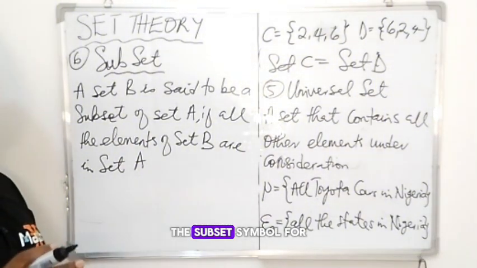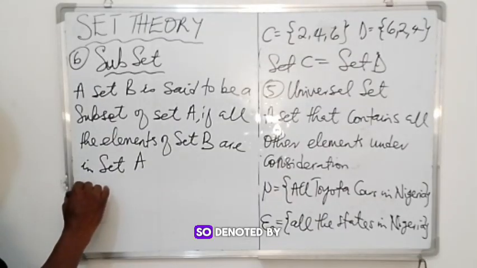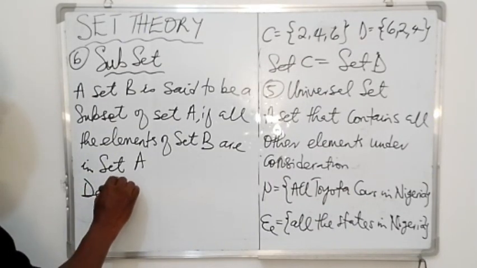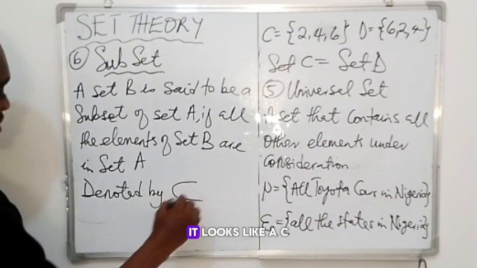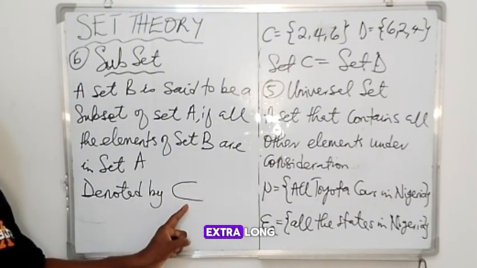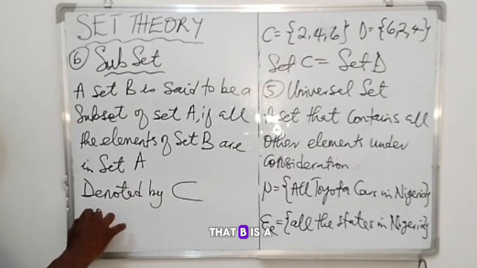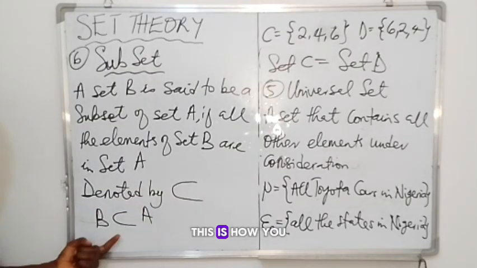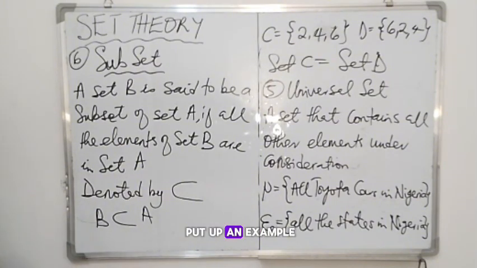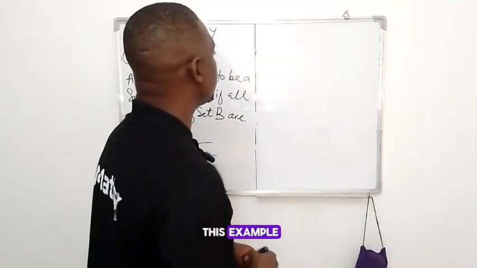The symbol for subset is denoted by, it looks like a C, but it's a little extra long. So that's the symbol for subset. So we can say that B is a subset of A. This is how you write it. So let's put up an example to this effect.